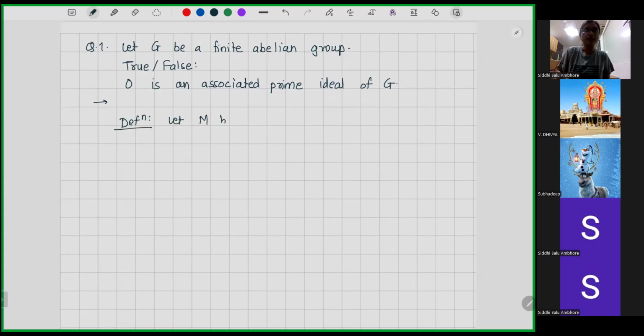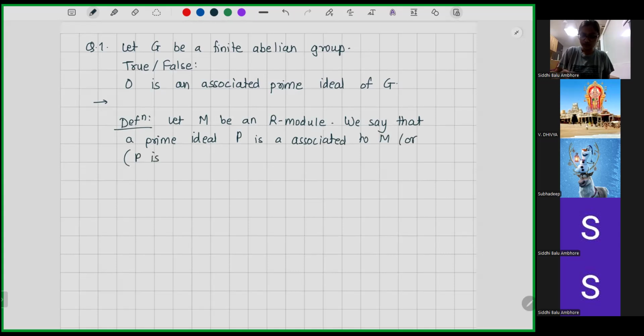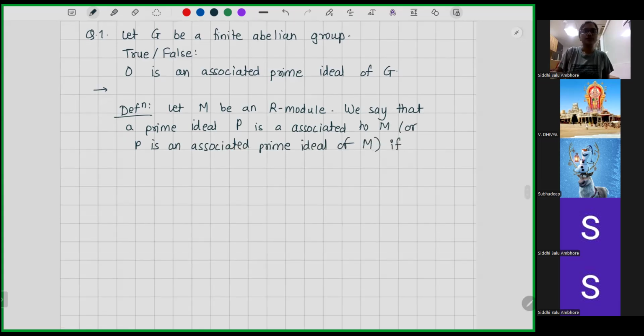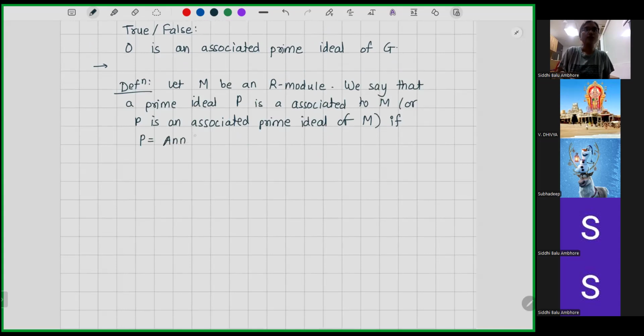Let M be an R module, and we say that a prime ideal P is associated to M, or P is an associated prime ideal of M, if P is the annihilator of x over R for some x in M. So when P is the annihilator for some element x in M.